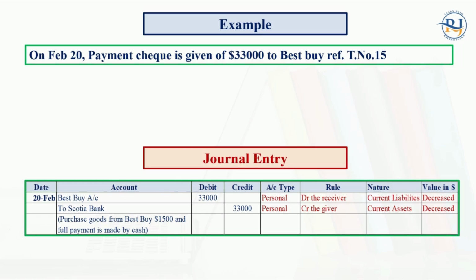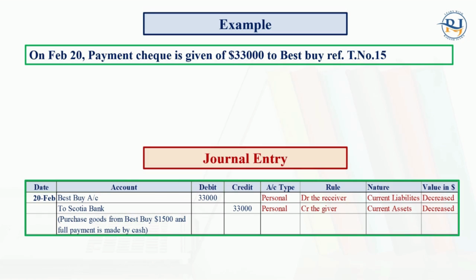So current liability is decreasing. When the liabilities are decreasing, we will debit it, otherwise credit it. And Scotiabank, the bank balance, has decreased by $33,000. And Scotiabank is also a personal account, so credit the giver. So this is the current assets.